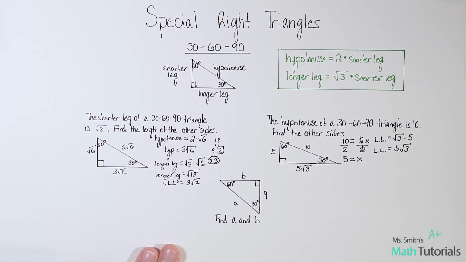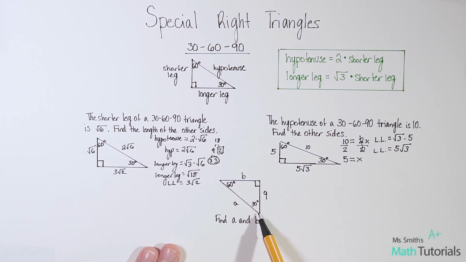Okay, let's look at this last example down here. So this one, they didn't give me a written version. They just gave me a picture. And they told me to find A and B. And what's nice is they already labeled my 30, my 60, and my 90. So I know that whatever is across from here, I know B is my shorter leg, because it's across from the 30. And that would make 9 right here my longer leg.